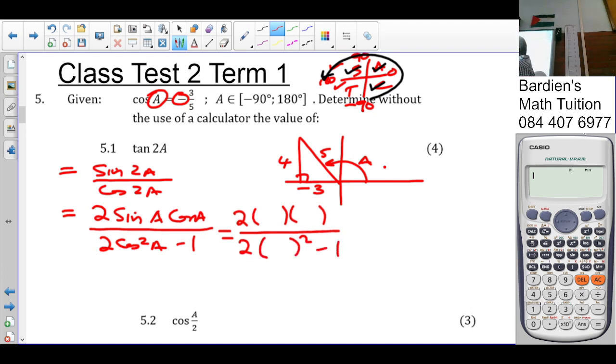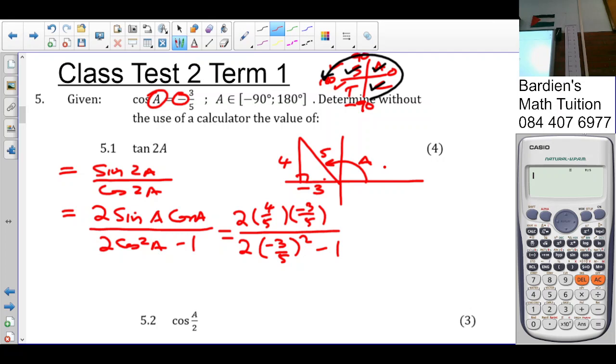So sin A, sine is opposite over hypotenuse, so it's 4 over 5. Cos A, cos is adjacent over hypotenuse, is negative 3 over 5.